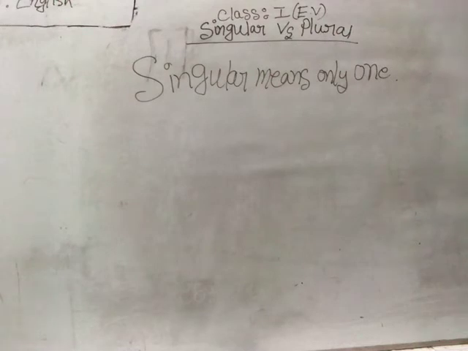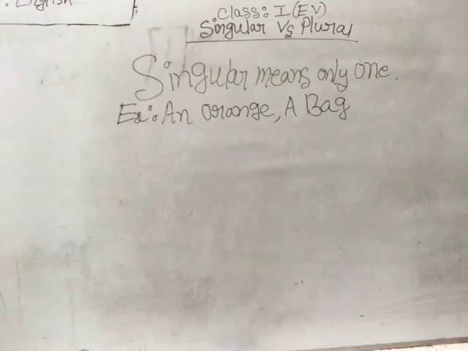Okay babies, so let us have some examples. Please write down the examples also. Here we can see for singular number we have written an orange, that means one orange. A bag, that means one bag. Now let us go through the definition of plural. What does it mean by plural? What do you understand by plural?